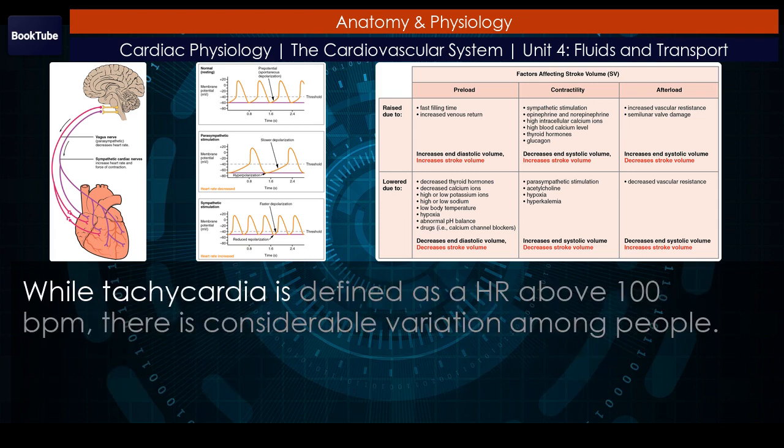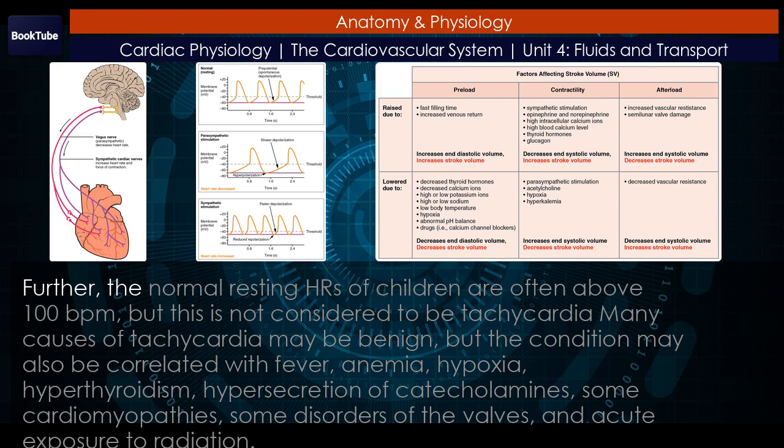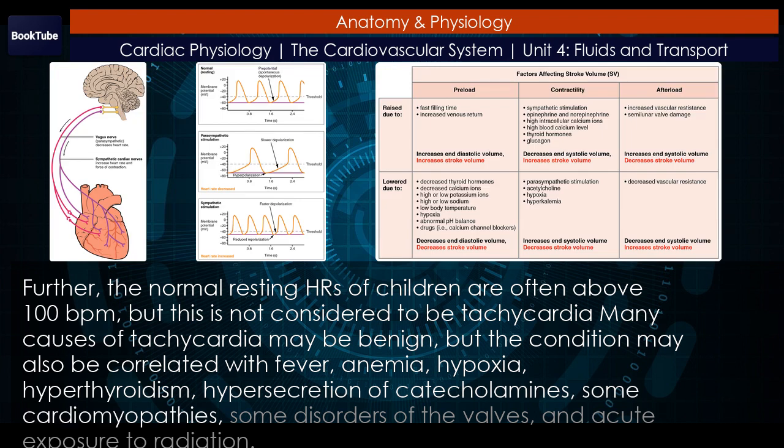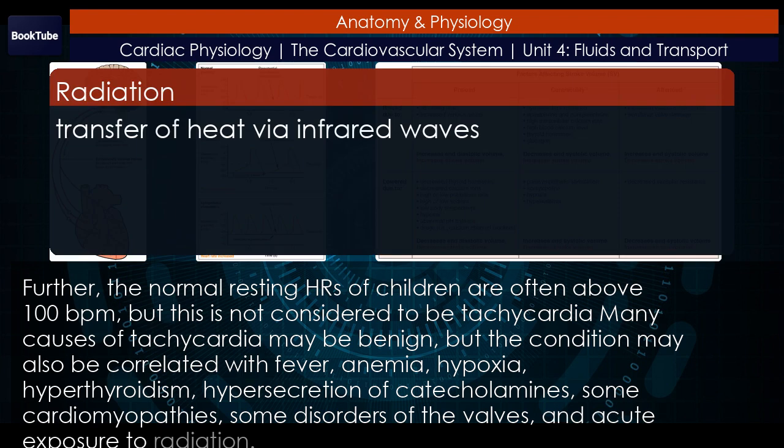While tachycardia is defined as a HR above 100 bpm, there is considerable variation among people. Further, the normal resting HRs of children are often above 100 bpm, but this is not considered to be tachycardia. Many causes of tachycardia may be benign, but the condition may also be correlated with fever, anemia, hypoxia, hyperthyroidism, hypersecretion of catecholamines, some cardiomyopathies, some disorders of the valves, and acute exposure to radiation.